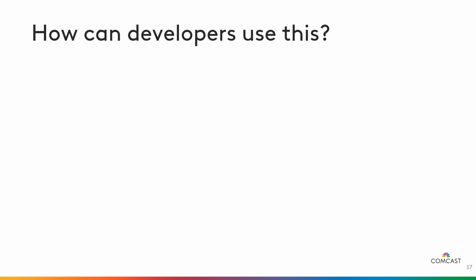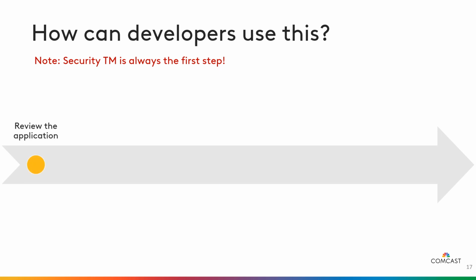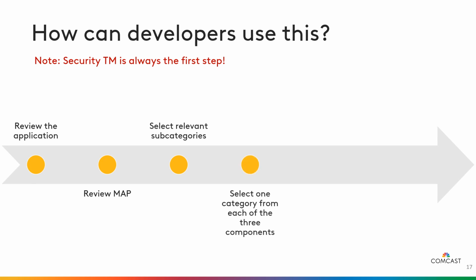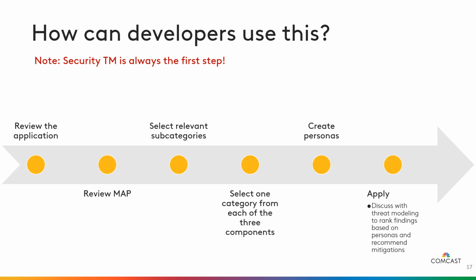The application of these personas is very simple. Developers review their application, review the MAP framework, and then select some of the subcategories that they think are relevant. They then pick one choice from each of the three major categories and create a combination. This gives a persona. If this persona applies, this becomes a potential finding for mitigation. Developers can also choose to discuss their findings and mitigation strategies with threat modelers, helping them as well. Note that security threat model is always the first step.